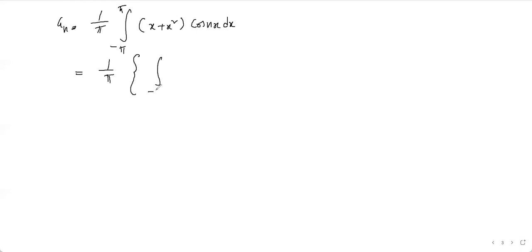Now let us find what is an. An is 1 by pi integral minus pi to pi f of x, which is x plus x squared, cos nx dx. Let us open the brackets, and this will be integral minus pi to pi x cos nx dx plus integral minus pi to pi x squared cos nx dx. Close the curly braces.